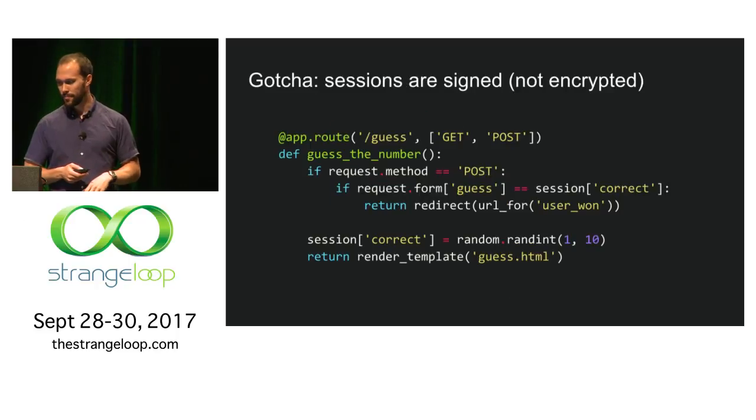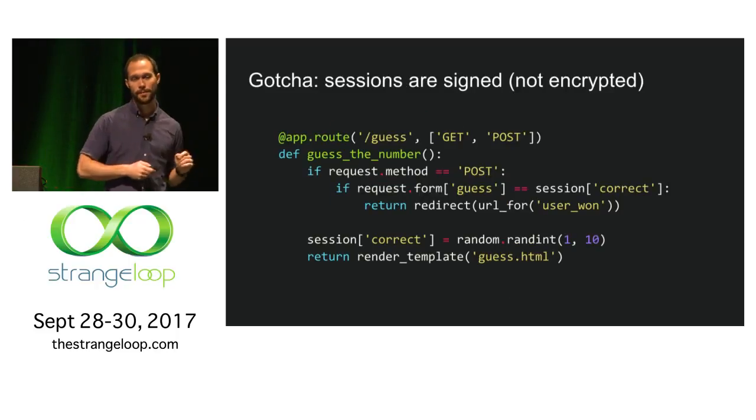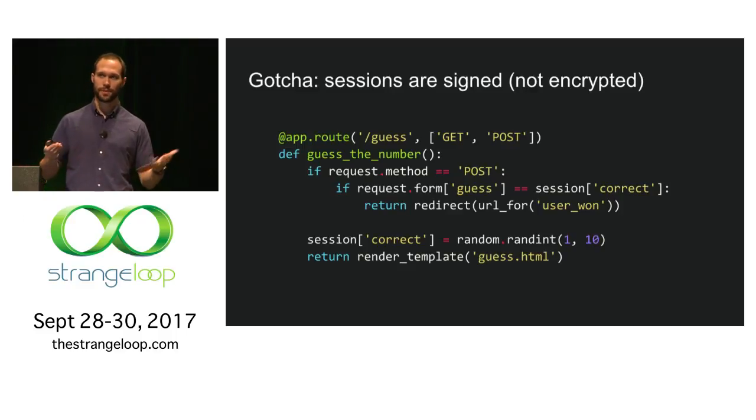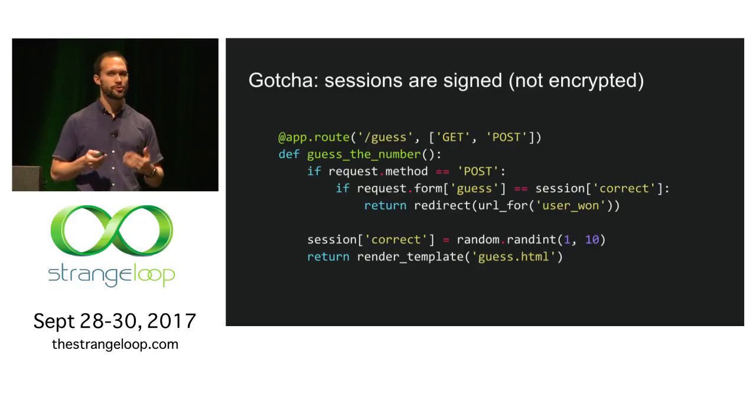So one common gotcha, this affects Flask, which is the example I'm giving here, but it's also a problem with JWTs, is that sessions are signed, but they're not encrypted. And that isn't always a problem. If it's just a random session ID, it doesn't really matter if somebody can read it. But in some cases, you might store information in the session that your user should not be able to read.